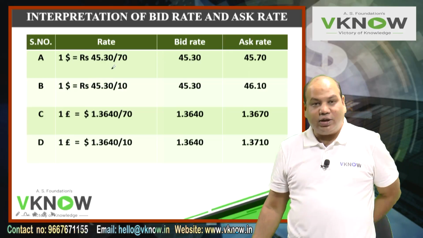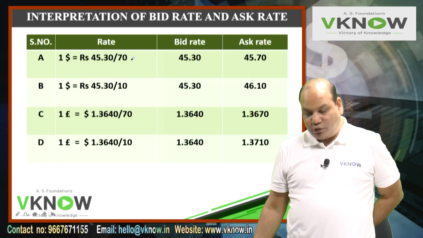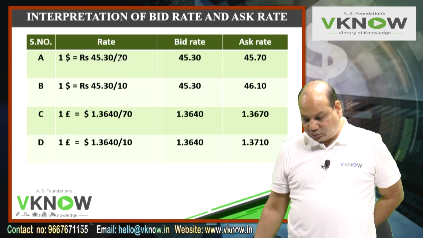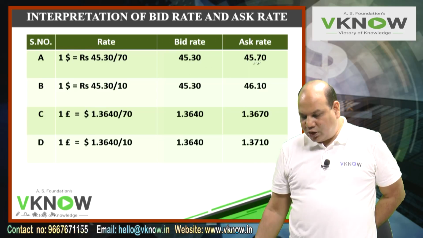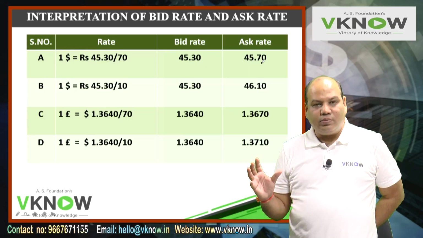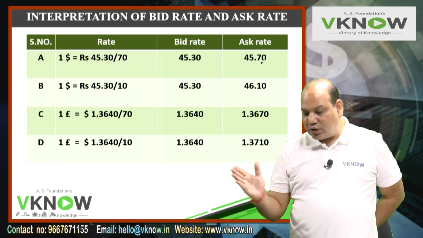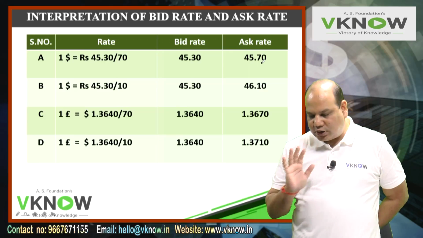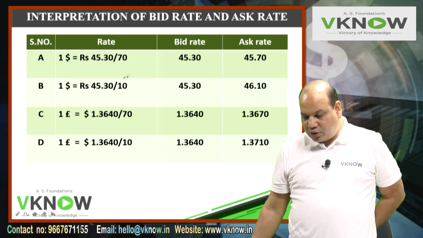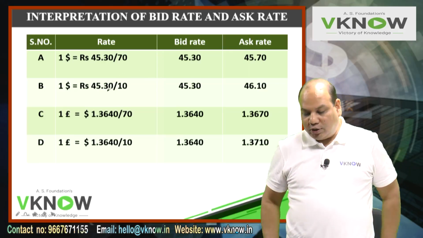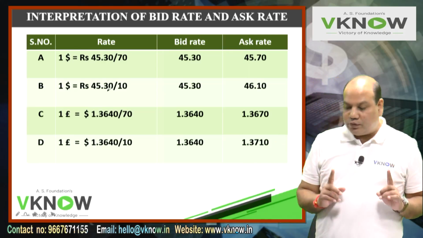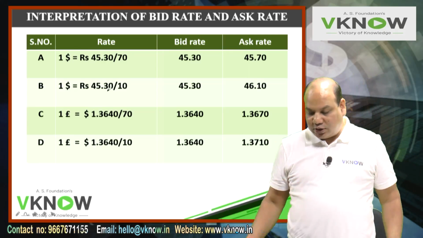So these are certain conventions which are followed in this market. This 30 paise will be substituted by 70 paise, and then you have to do an overall check. The overall check is that the ask rate is greater than the bid rate. Yes, satisfied. Now the trickier one is this one. Second one, write down B: $1 is equal to rupees 45.30 slash 10.